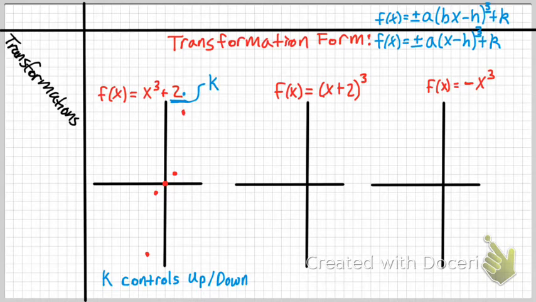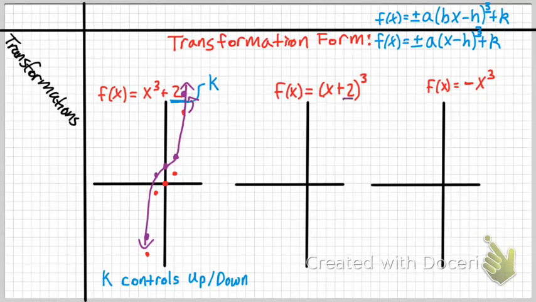I'm going to go ahead and graph this in purple so we don't get confused up here. Every single point will just be shifted up 2 spaces. That point shifts up 2 to be that point, and this point will shift up 2, this point will shift up 2, and finally this point shifts up 2. Then all we need to do is connect those points, and we've completed our function. So now we know that k controls the up and down position of our graph.